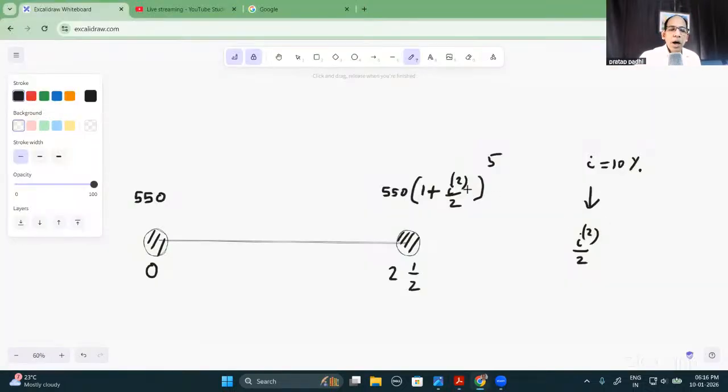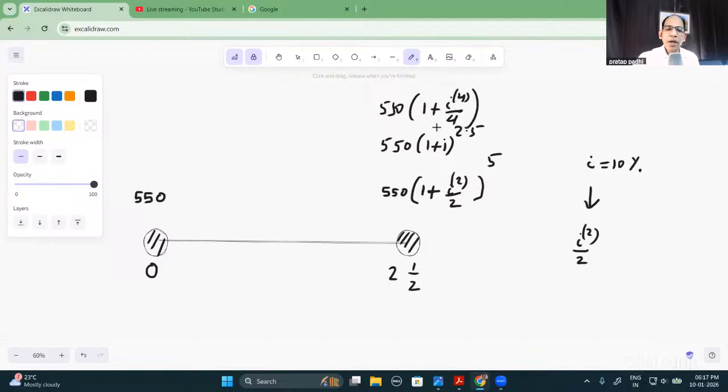However, if you want to use i, you just write (1 plus i) power 5. That's all. (1 plus i) power 2.5 because this is 2.5. So this expression is true. Now again, I can write 550 multiplied by (1 plus i4 divided by 4).